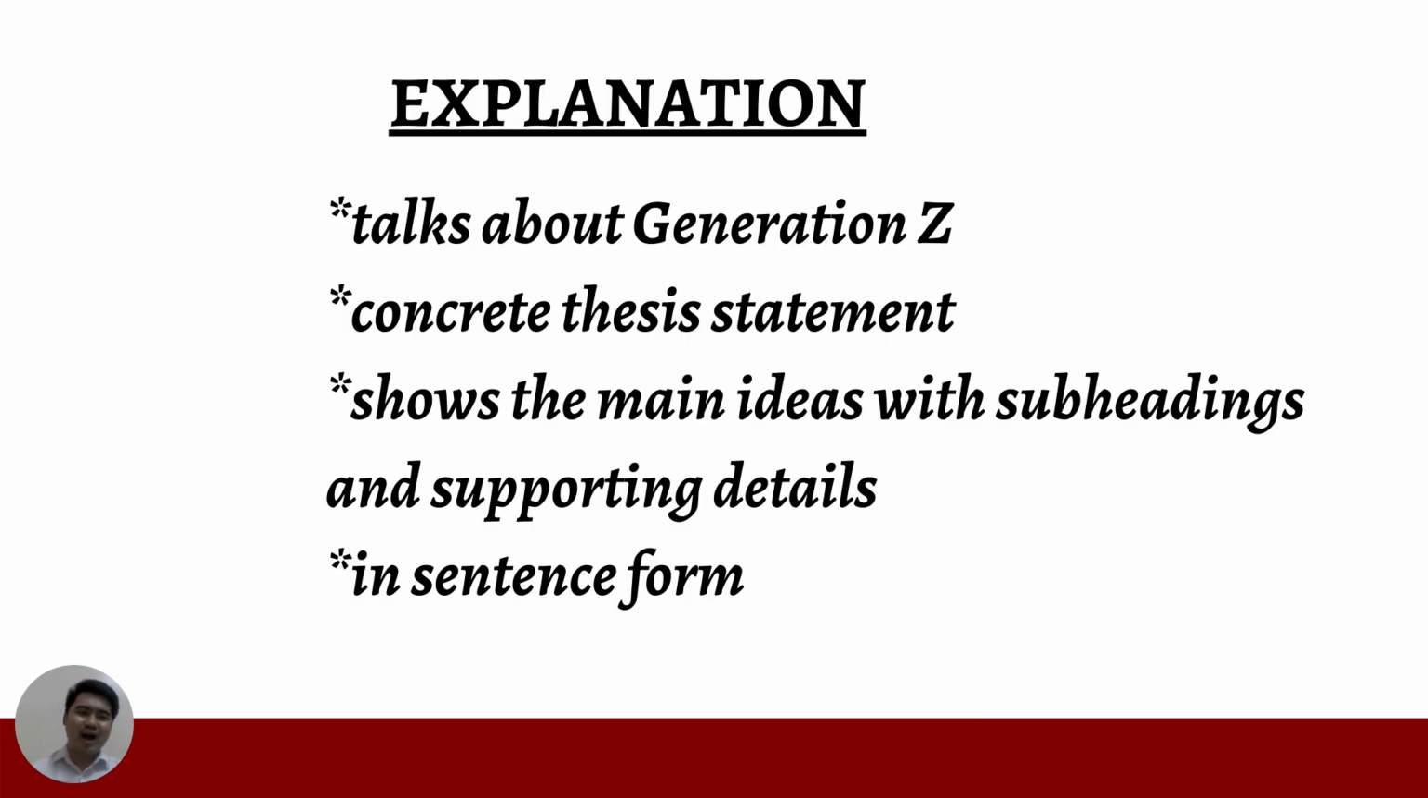Now, for our explanation about that example, the outline talks about Generation Z and the possibility that they may counter globalization based on their ideals. There is a concrete thesis statement, of course. Before we presented the outline, we had first the thesis statement, and the sentence outline shows the main ideas with subheadings and the supporting details. As you have observed, there are subheadings that have numbered items under them. Those are supporting details for the subheadings.